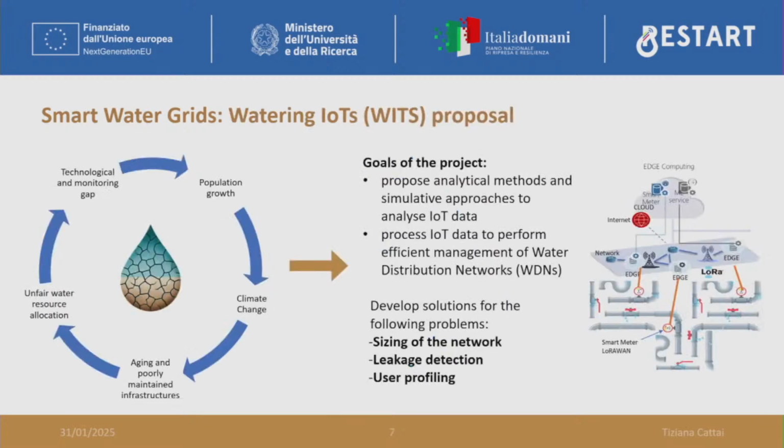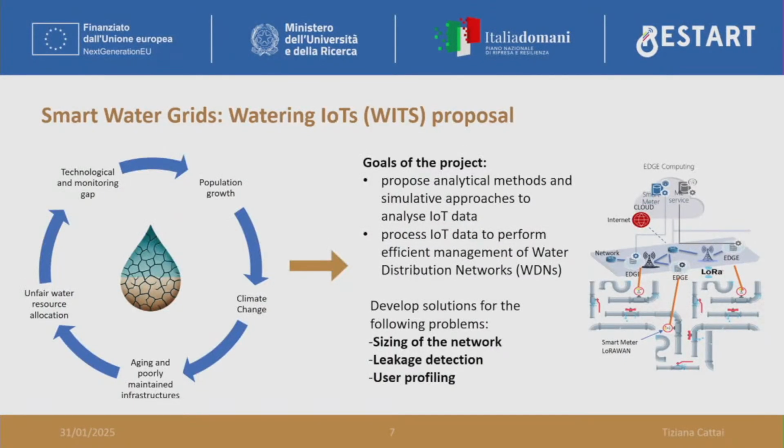So inside this context, the Watering IoT project aims to propose analytical solutions and simulative approaches to analyze IoT data coming from sensors measuring water activities, sensors coming from the telecommunication networks and also sensors at the application level, with the final aim to develop new possible solutions for different problems, such as the sizing of the network, so the design of the network, leakage detection, and user profiling, for instance.